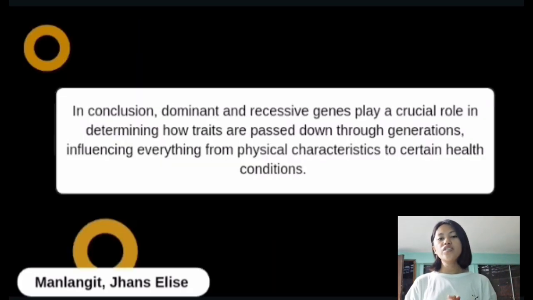So, in conclusion, dominant and recessive genes play a crucial role in determining how traits are passed down through generations, influencing everything from physical characteristics to certain health conditions. Their interactions can lead to a diverse array of phenotypes within a population, showcasing the complexity of genetic inheritance. Additionally, advancements in genetic research continue to enhance our understanding of these mechanisms, paving the way for innovations in fields such as medicine and agriculture.